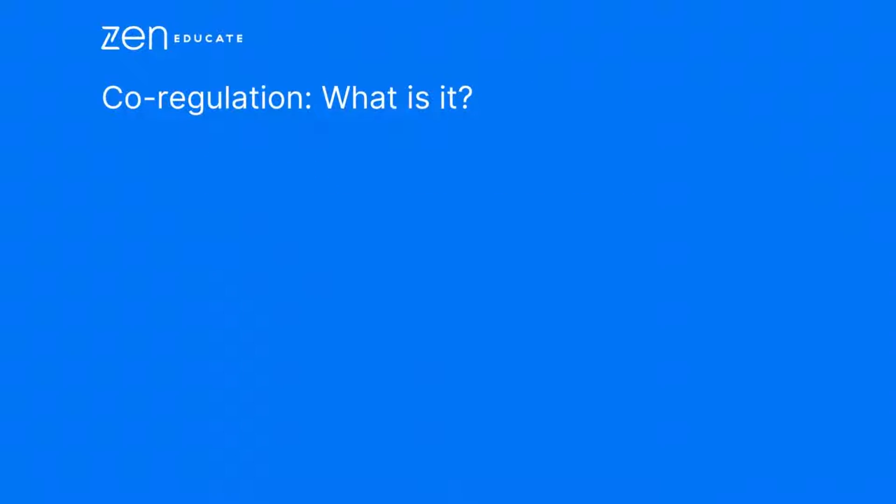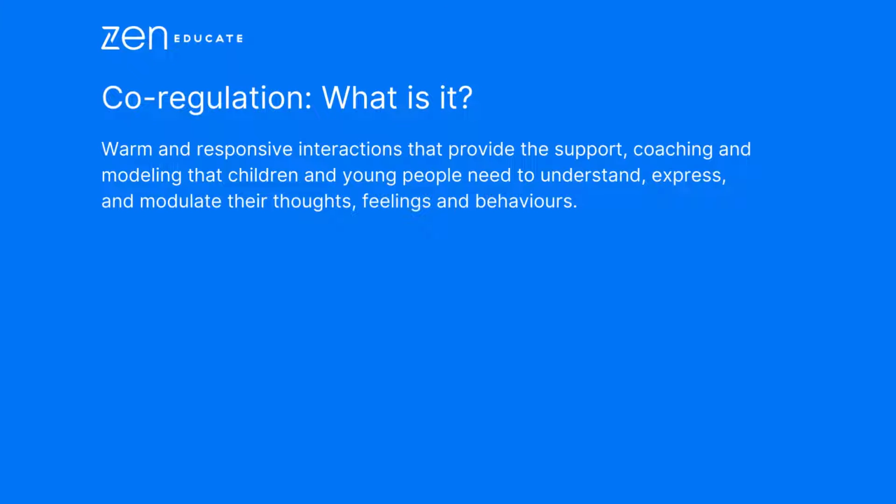Co-regulation. For us as teaching assistants, to support pupils in managing their emotions and not allowing the emotional parts of the brain to overcome logical thought, we require co-regulation. But what is it? The most widely accepted definition of co-regulation is the warm and responsive interactions that provide the support, coaching and modelling that children and young people need to understand, express and modulate their thoughts, feelings and behaviours.